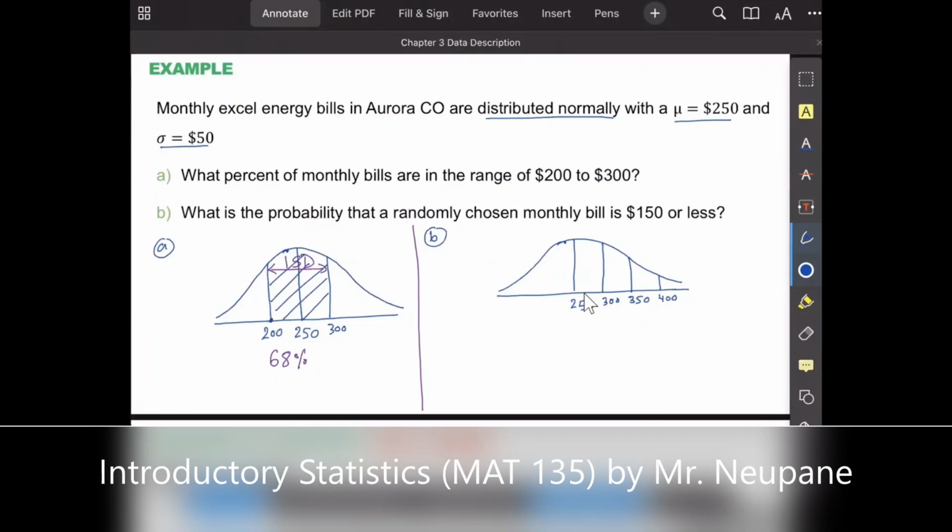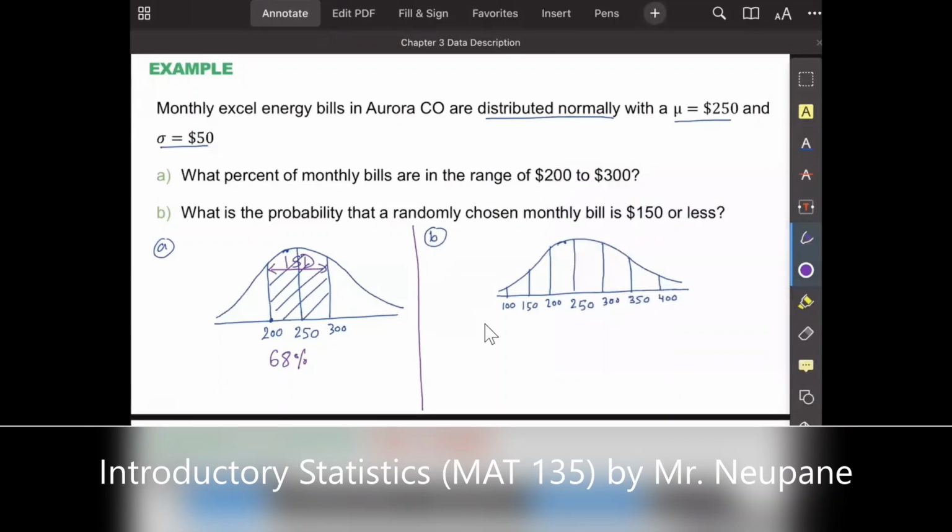I went 3 standard deviations up, 1, 2, 3. This side I can go down. So if I go 1 standard deviation down, it will be 200. 2 standard deviations down, 150. 3 standard deviations down, it will be 100. And so on. Now, what we are asked here, let's find out.